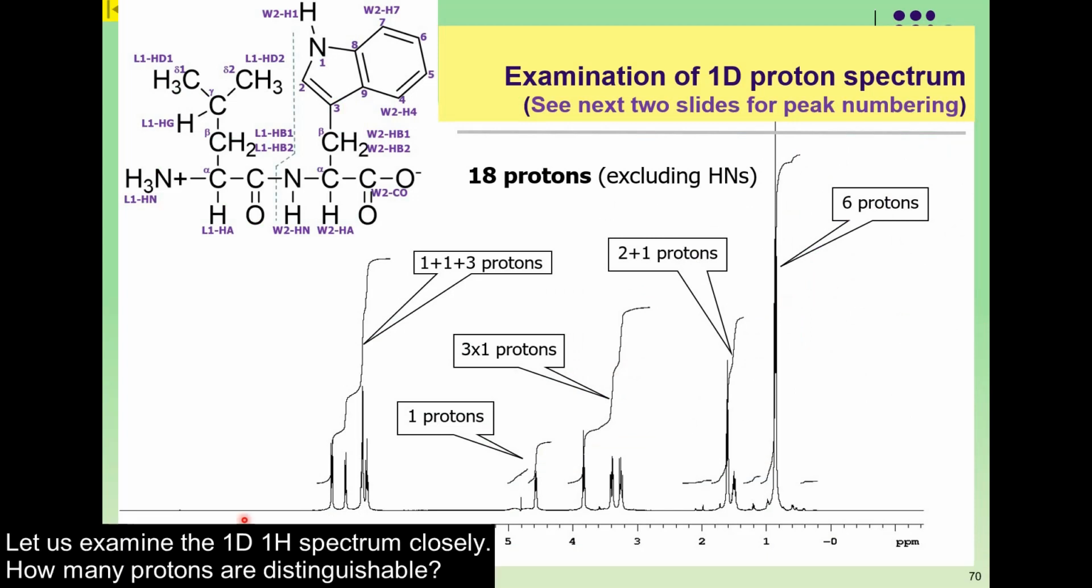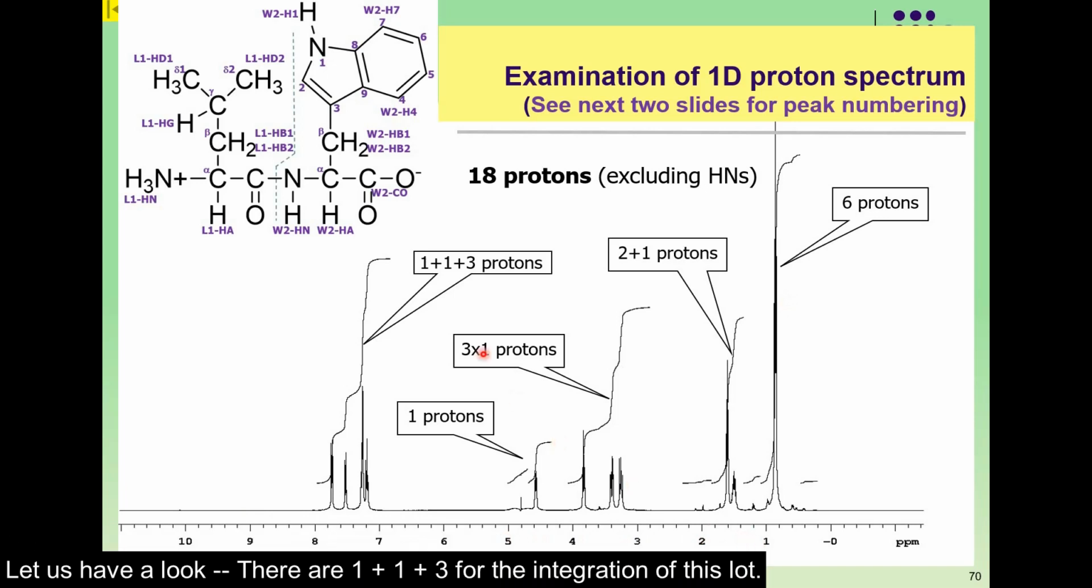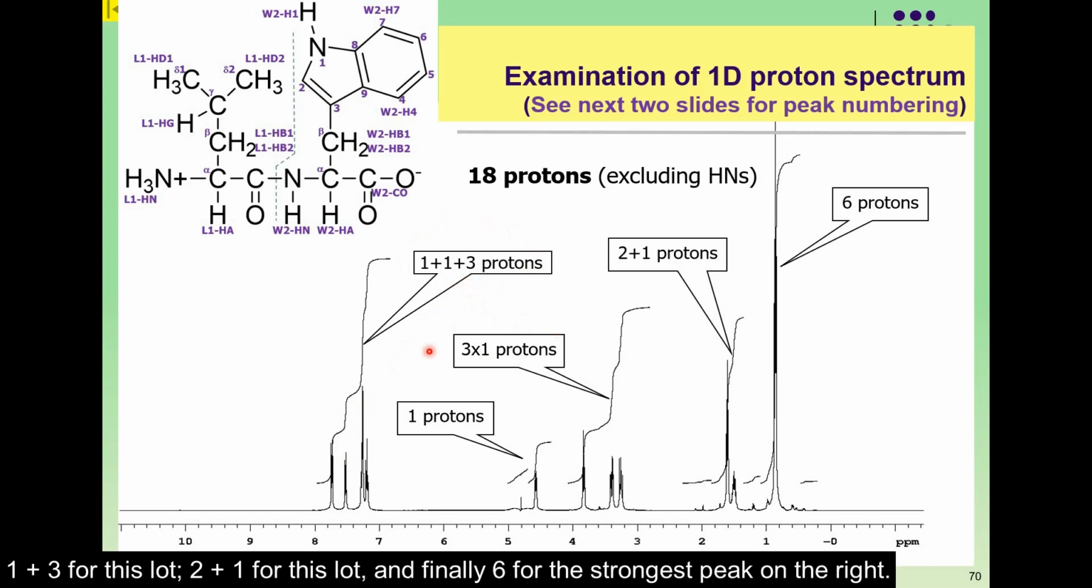Let us examine the 1D 1H spectrum closely. How many protons are distinguishable? Let us have a look. There are 1 + 1 + 3 for the integration of this lot, 1 + 3 for this lot, 2 + 1 for this lot, and finally 6 for the strongest peak on the right.